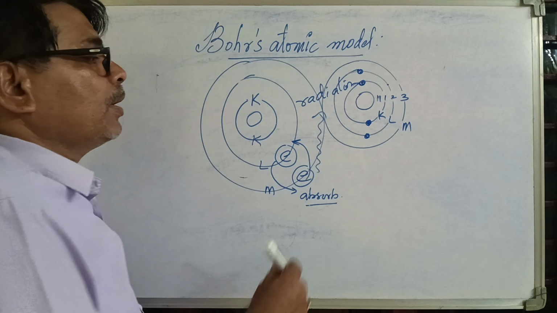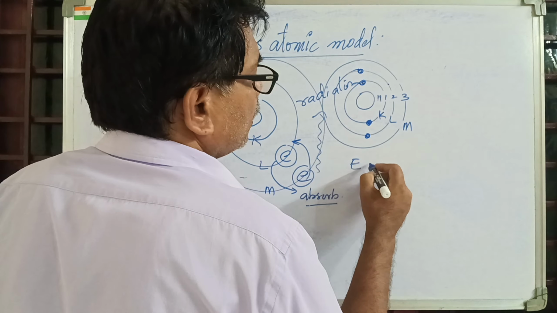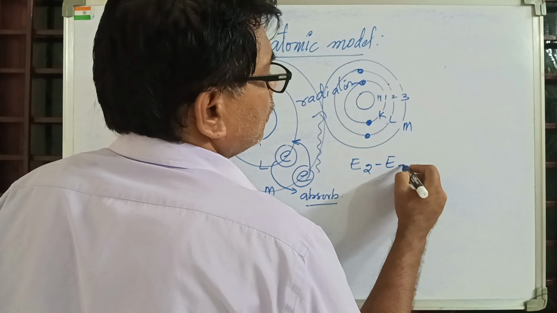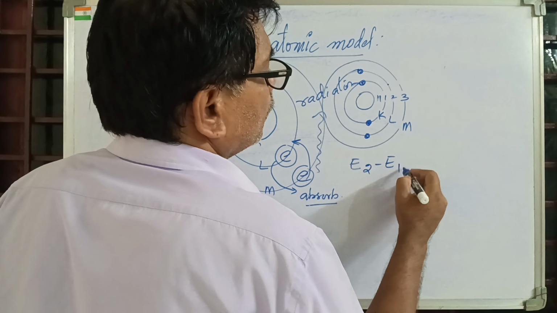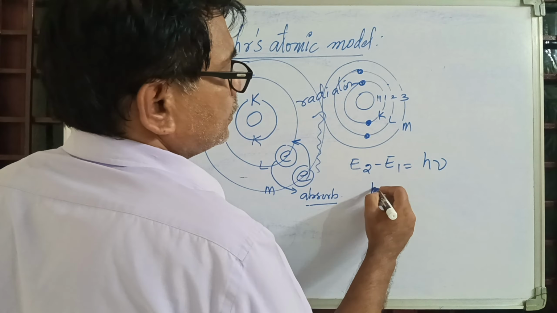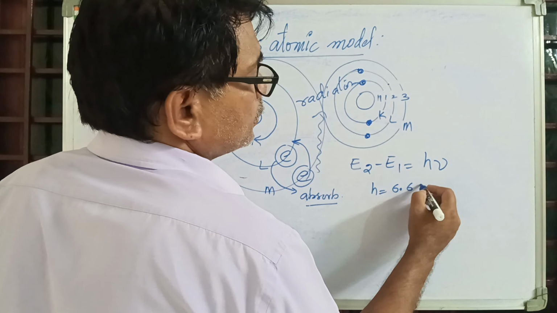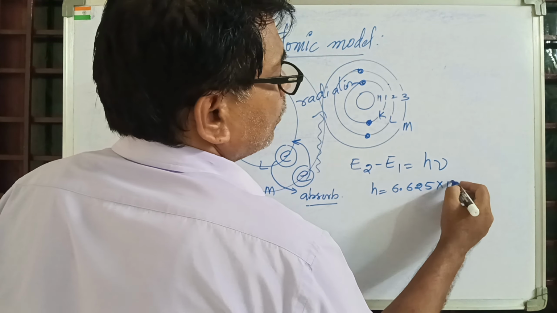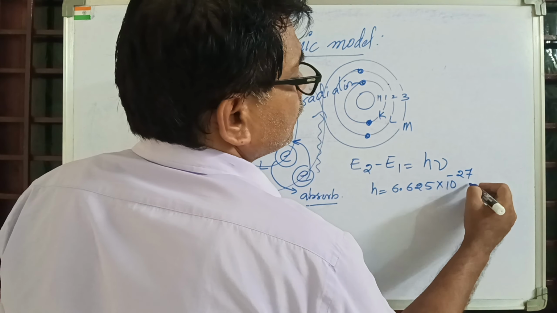So this is what it means. It is also stated in the formula E2 minus E1 is equal to h nu. H is called Planck's constant. H is Planck's constant with value 6.625 into 10 to the power of minus 27 second.